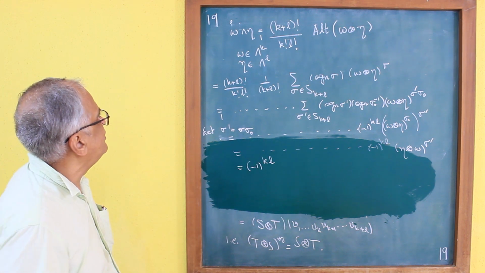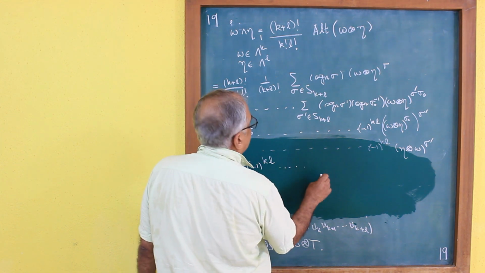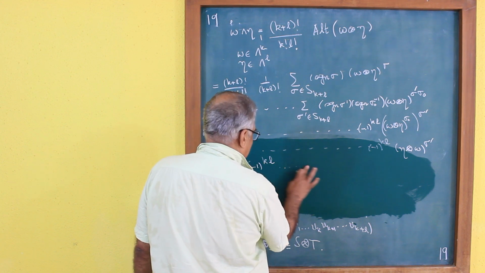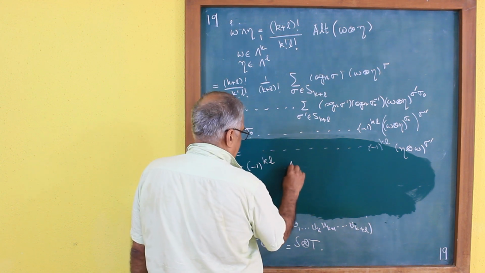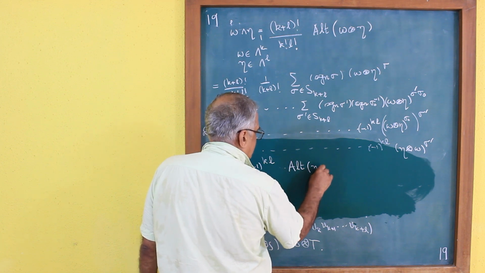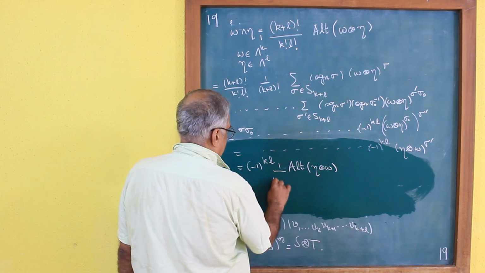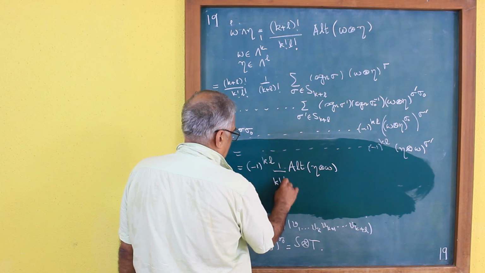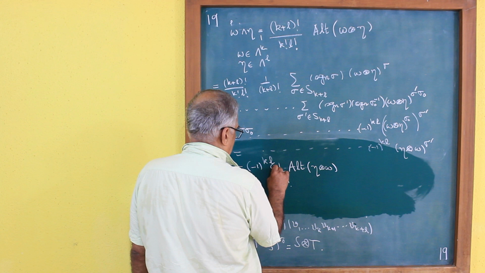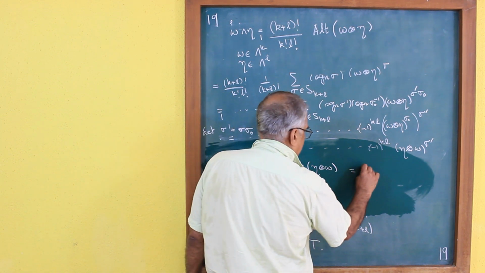what I have inside there, which is actually alt of eta tensor omega with the right factor in front.